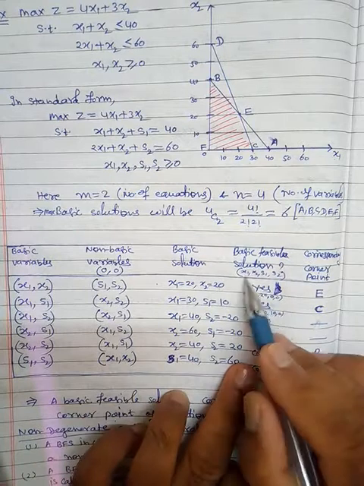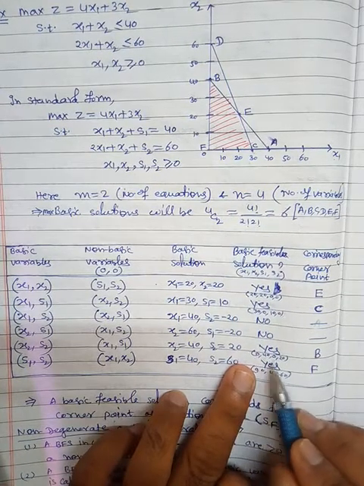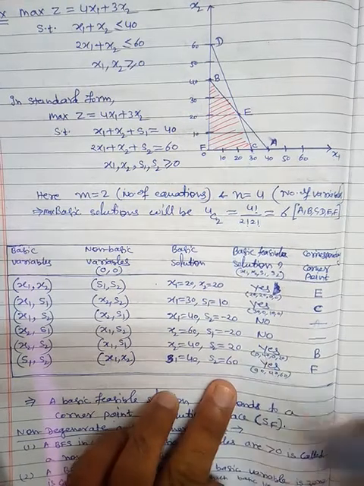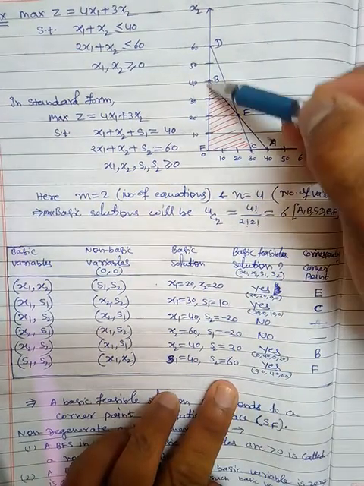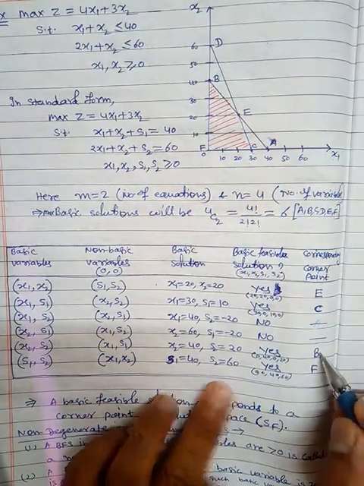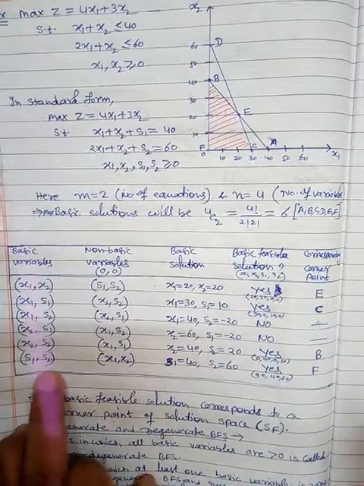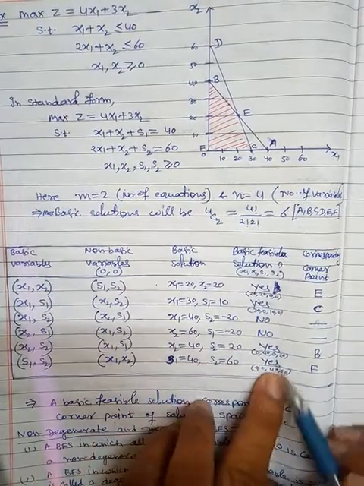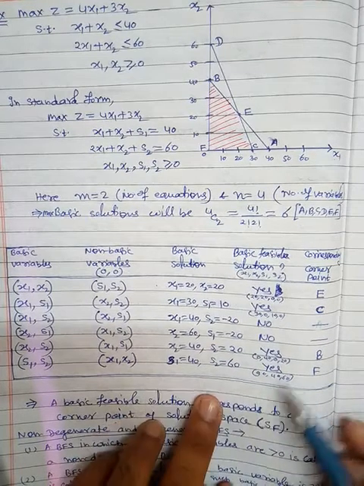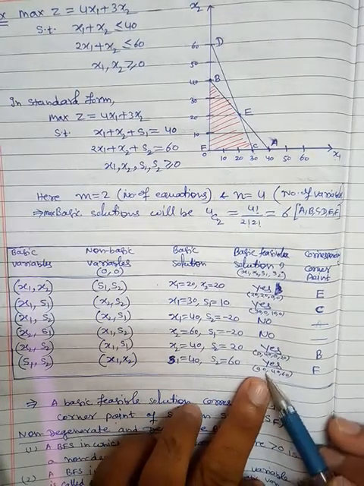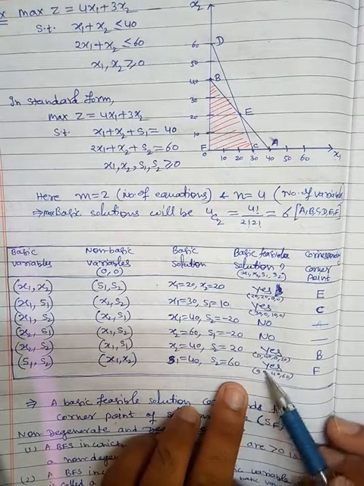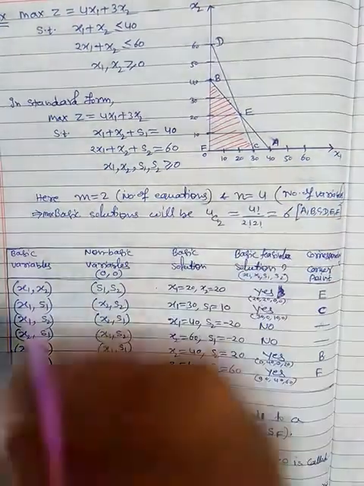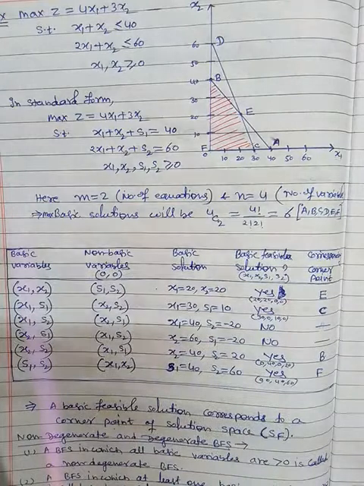When you write this down, we get 0, 40, 0, 20. So x1 is 0, x2 is 40. That means point B. And the last one is s1, s2 basic, with x1, x2 non-basic. s1 is 40, s2 is 60. Again both are positive, so yes. Here x1 is 0, x2 is 0, s1 is 40, s2 is 60. So 0, 0 means this corner point F. So this is basically the basic and non-basic variables analysis.